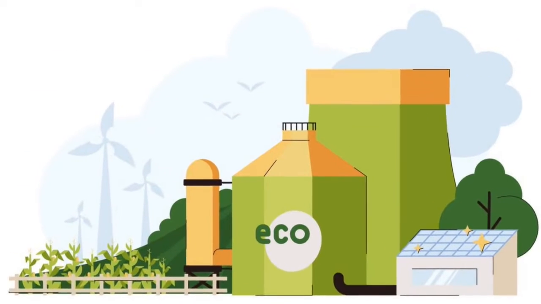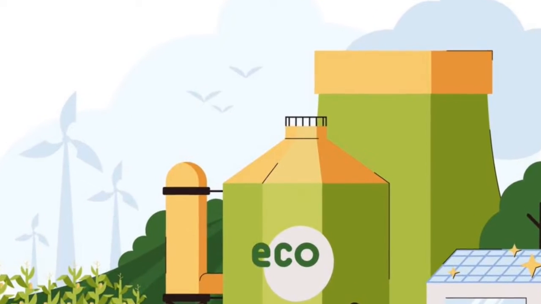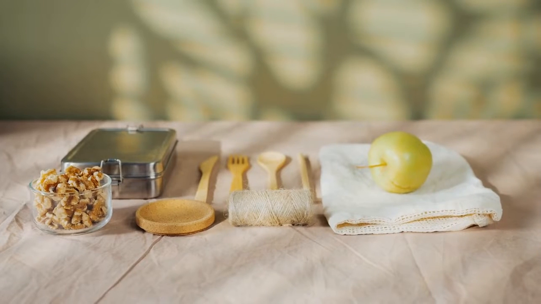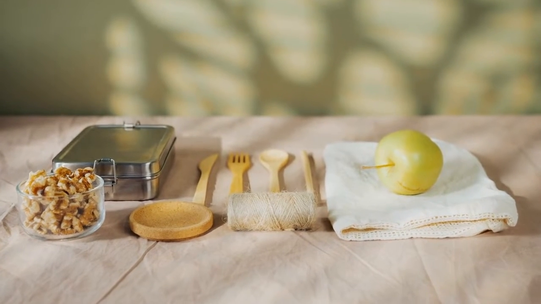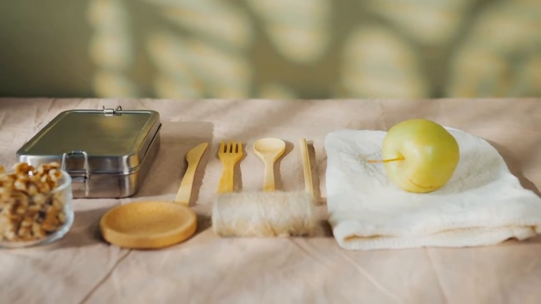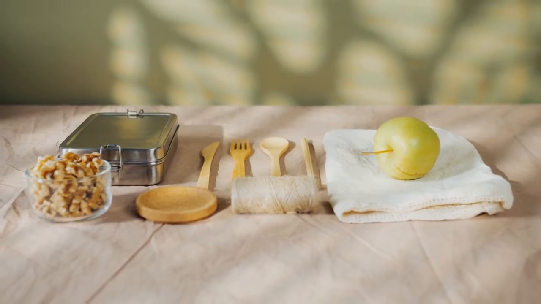The most common type of anaerobic digester is the mesophilic digester, which is used for treating wastewater. These digesters operate at moderate temperatures, between 20 and 40 degrees Celsius, and they are typically used for processing manure, food waste, and other organic materials.